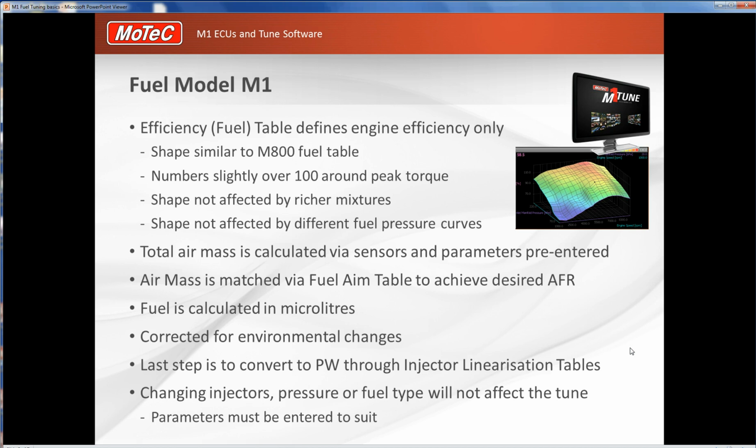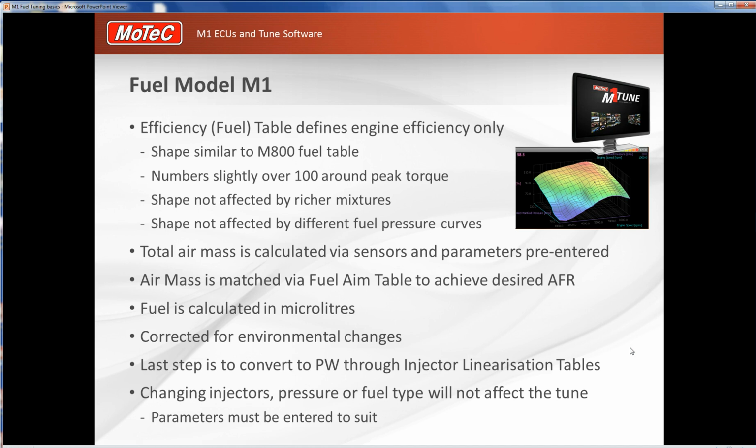It then is looking at the air-fuel ratio request, or the fuel mixture aim, which is entered in the fuel mixture aim table. So if it's calculating a certain amount of air mass and it's looking for a certain fuel mixture aim, it then calculates that it wants a certain volume of fuel, and that's calculated in microliters. It then looks up the injector linearization tables and calculates exactly how long the injector needs to be open for any given fuel pressure or any given battery voltage. It then delivers that fuel and you get the fuel mixture aim that you're after.